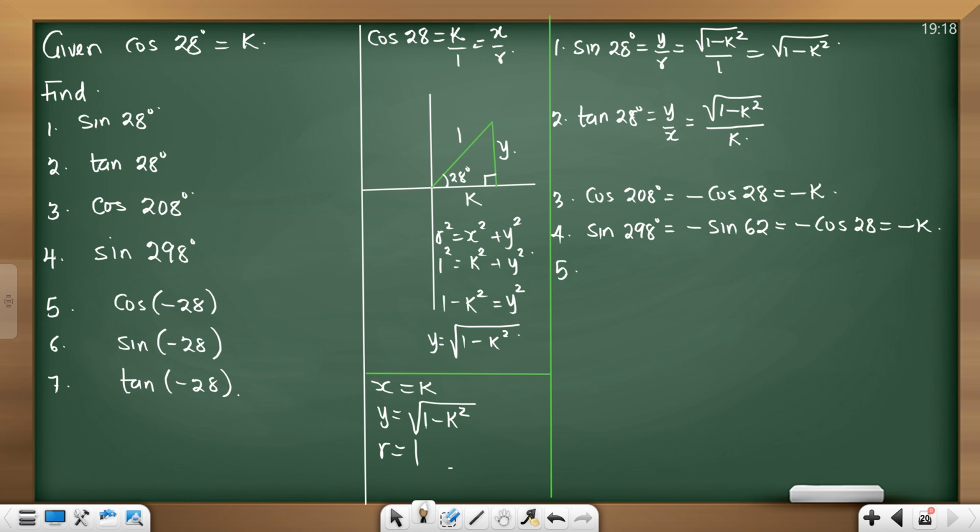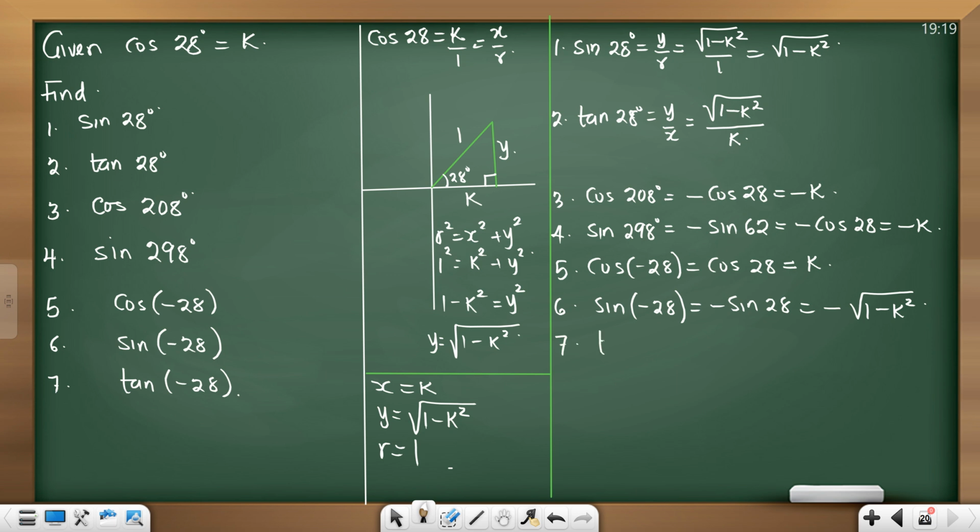Number 5, cos negative angle. We should know right now. I want you to learn that. The negative just goes away. It's in the 4th quadrant. It's K. Number 6, sine negative 28. I'm in the 4th quadrant and sine is negative. And I already have that from question 1. Tan negative 28. 4th quadrant, tan is negative. And I also already have this.